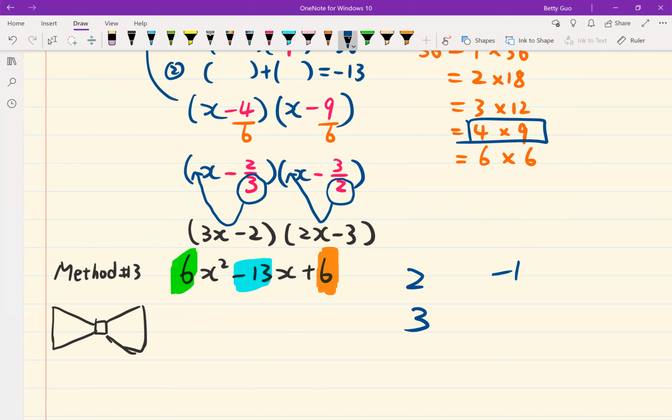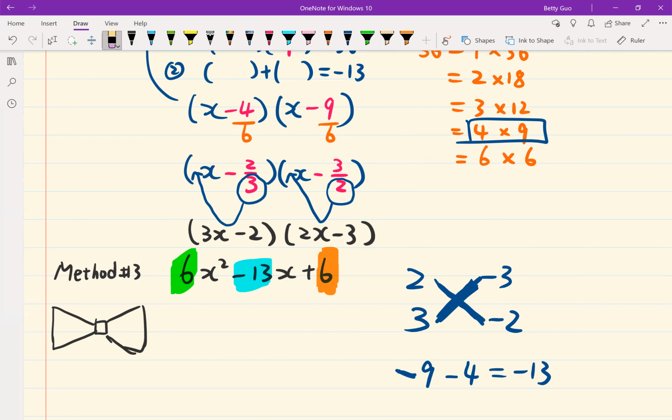So you can write negative 1, negative 6 here. You can write negative 6, negative 1 here. Or positive 6, positive 1. Or 2, 3, or 3, 2. I'm going to write negative 3, negative 2. Negative 3, negative 2 multiply to positive 6, such that when we multiply the 2 numbers on this diagonal, 3 times negative 3, we have negative 9. The other diagonal, 2 and negative 2, we have negative 4. And add them up, we have negative 13. So this is the bow tie method.